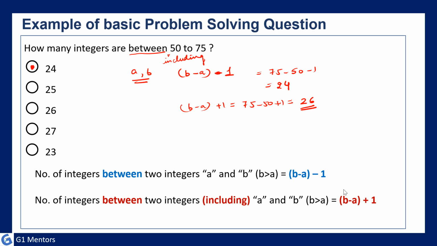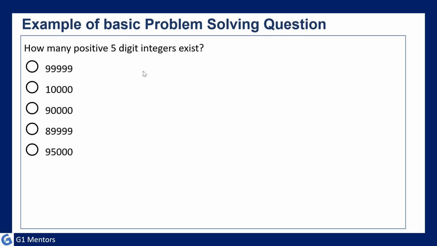Let us see another example. How many positive 5-digit integers exist? These kinds of questions are common in the GMAT. What is the maximum 5-digit integer? The maximum is 99999. What is the minimum 5-digit integer? 10000. So simply you subtract this: 99998. So how many?